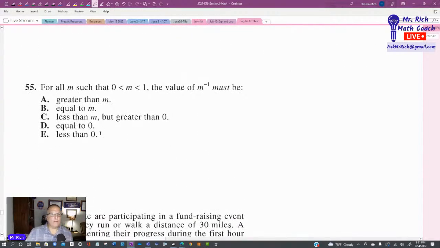All right, 55, for all m such that m is between 0 and 1, the value of m over m to the minus 1 must be, all right, so here I'm going to pick a value. I don't know, I'll pick 2/3. So if m is 2/3, then m to the minus 1 has to be 3/2. So does that have to be greater than m? Well, that sure is. Does that have to be, no, it doesn't have to be equal to m. Less than m. No. Equal to 0? Oh, no, of course not. No, it wouldn't be negative. It has to be greater than m.